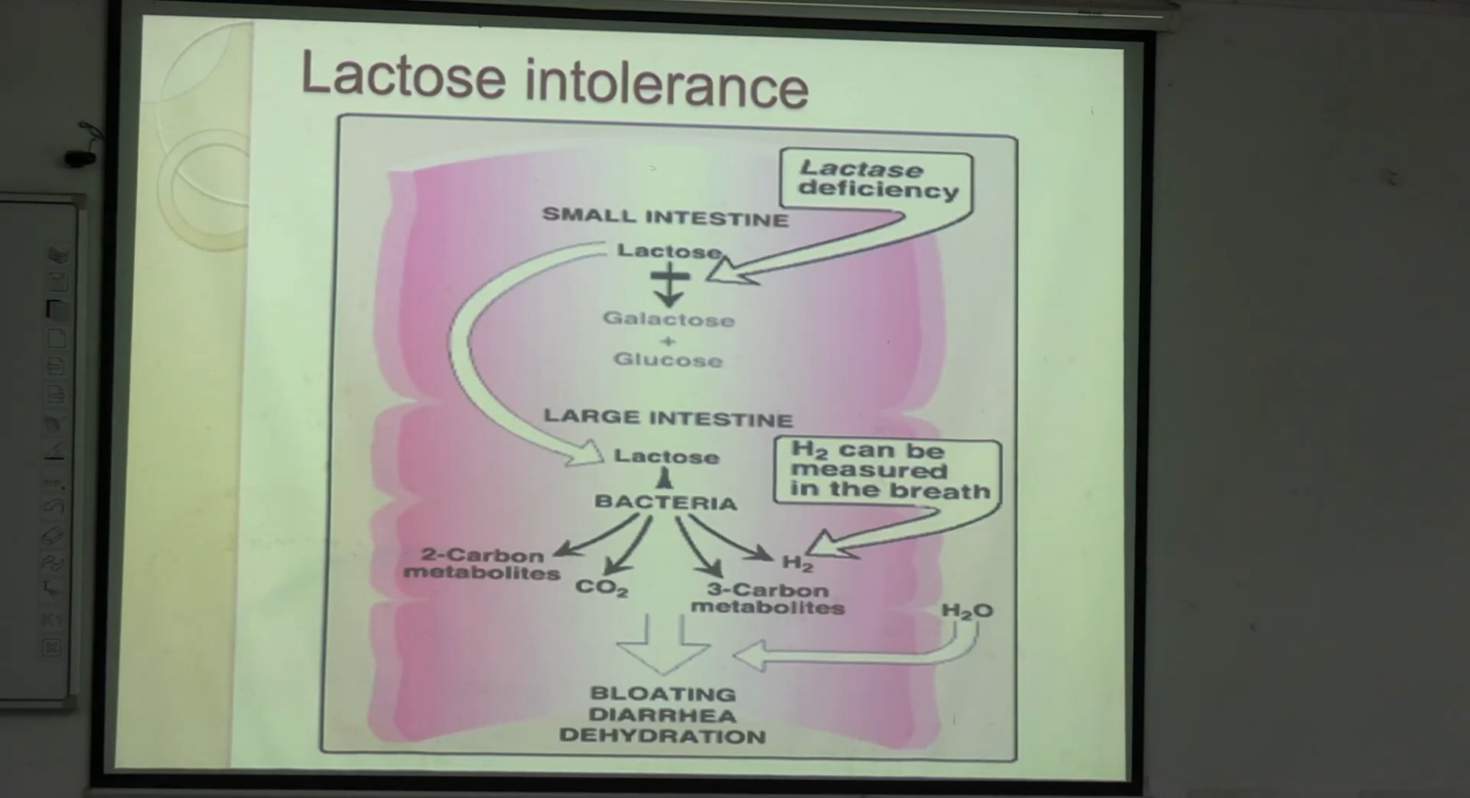People who cannot digest milk or milk products because of deficiency of lactase enzyme. So the lactase enzyme helps in breakdown of lactose in our gut into glucose and galactose. If lactase is not present, it will lead to accumulation of lactose in the large intestine, leading to bacterial intervention and accumulation of 2-carbon, 3-carbon moieties and carbon dioxide and hydrogen gas, leading to diarrhea, bloating and dehydration. Clear?